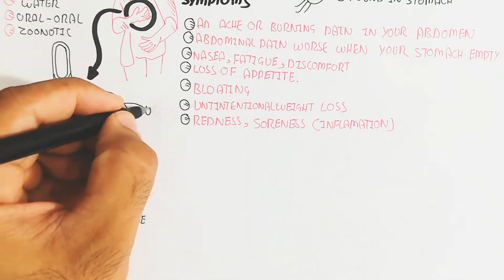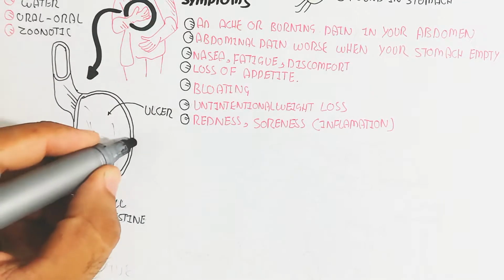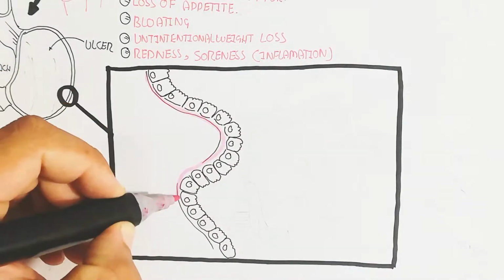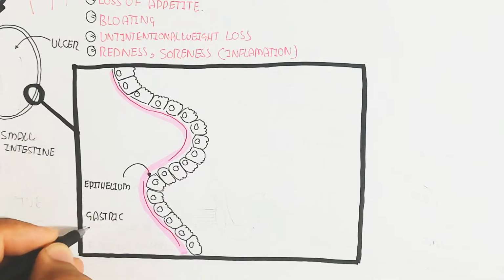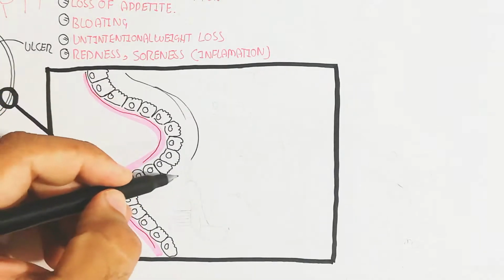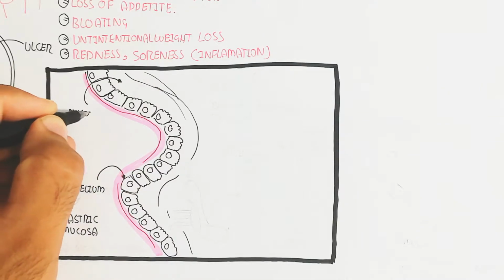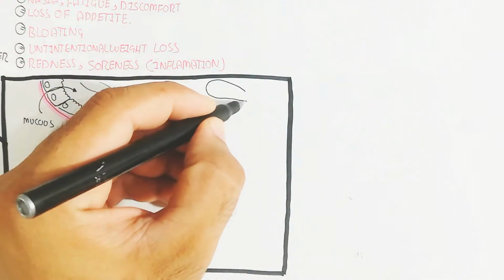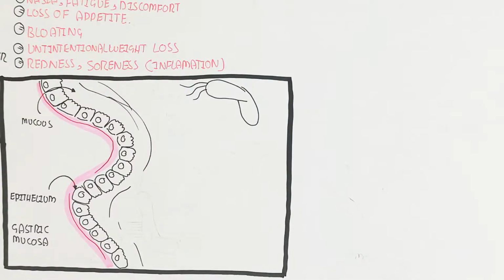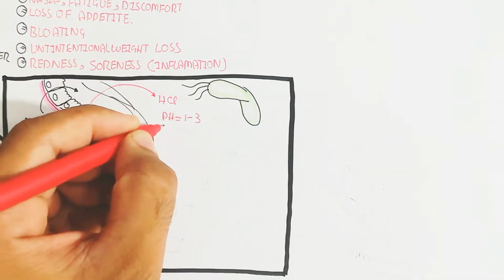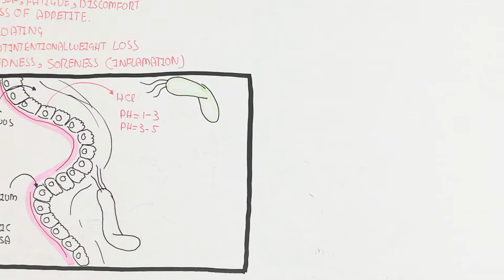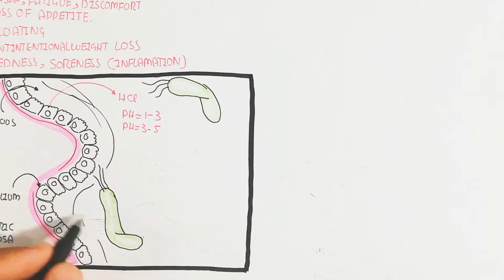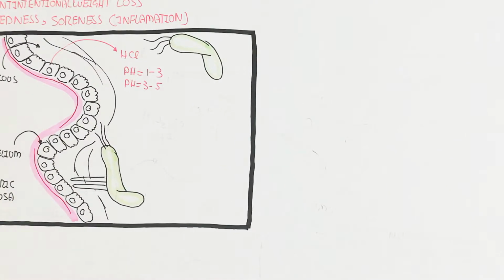So let's begin to understand the stomach. Just remember, we are collectively understanding the small intestine and the stomach. So this is the epithelium and this is the gastric mucosa, and basically here is the mucous membrane, which protects from the acidic medium, so the pepsin will not infect the epithelium due to the mucous membrane. The pH during eating time is 1 to 3, and in an empty stomach the pH should be 3 to 5.